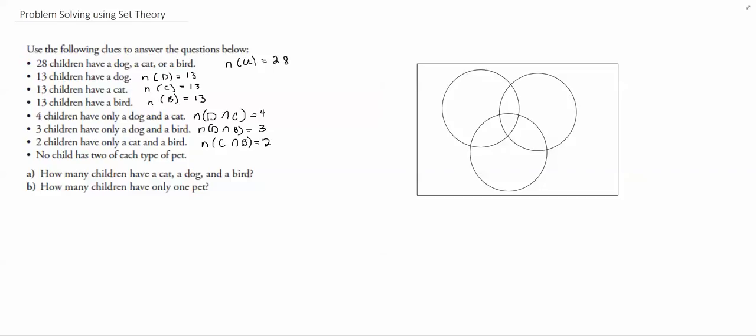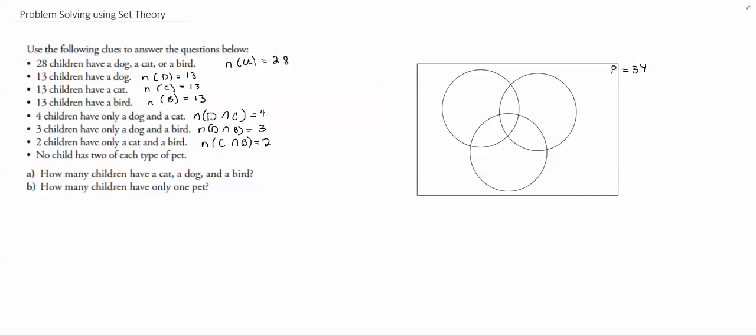Let's determine how many children have a cat, a dog, and a bird. Well, we want to know how many children have. I thought we were told that. Okay, anyway. So our universal set here, having a pet, is 34.